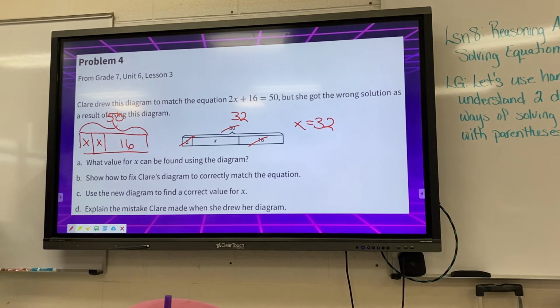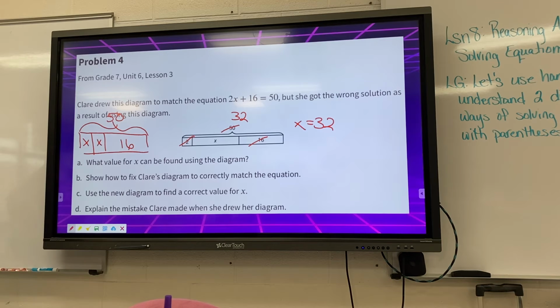Is that what you're saying? Yes. Okay, anybody want to bounce off that? I agree. I disagree. You agree? Okay. You agree? All right. Use the new diagram to find the correct value for x.